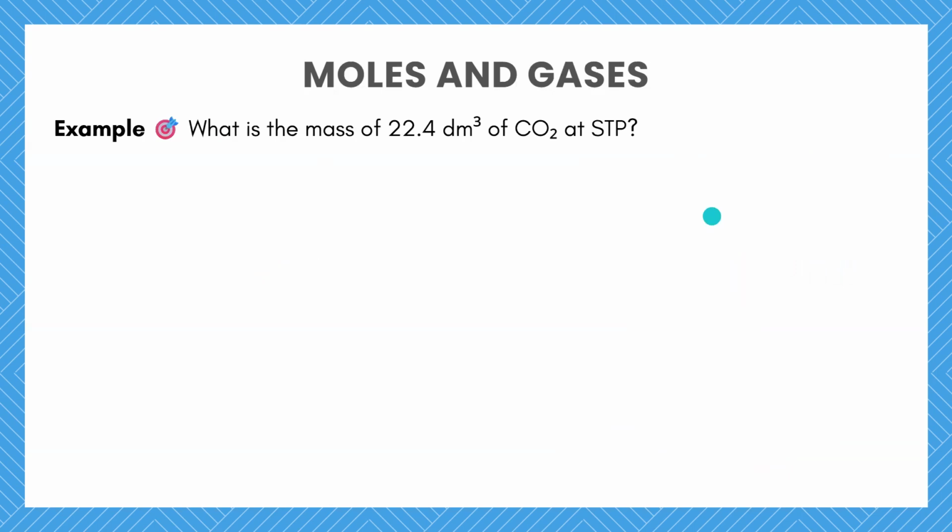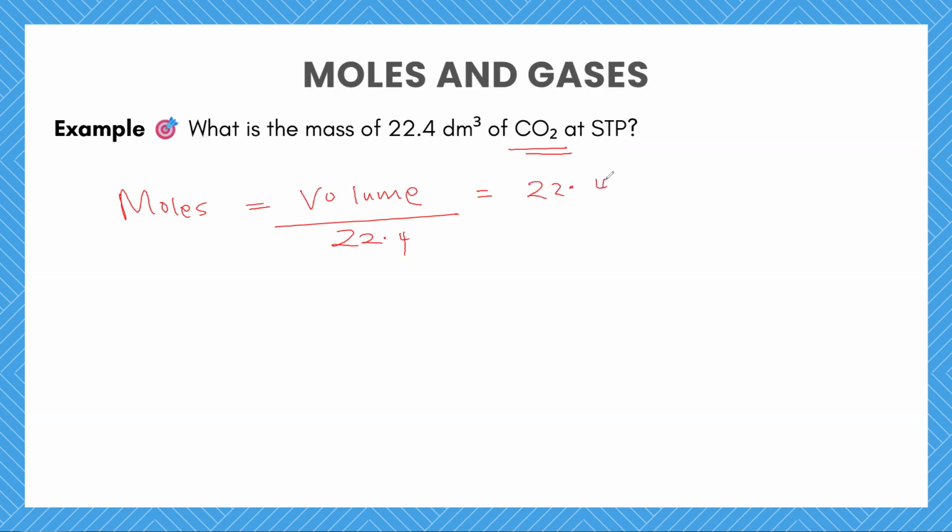So example number 2 says, what is the mass of 22.4 dm³ of CO2 at STP. So first thing we want to do is to calculate the number of moles of gas that occupies this volume. And remember, the number of moles of a gas is equal to the volume occupied by that gas in dm³ divided by 22.4. So this becomes 22.4 divided by 22.4. This is equal to 1 mole.